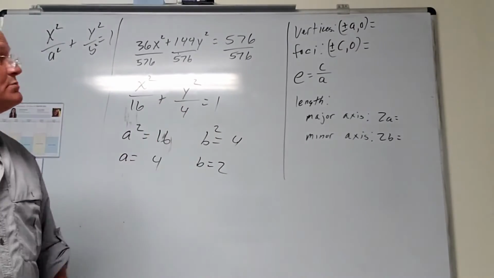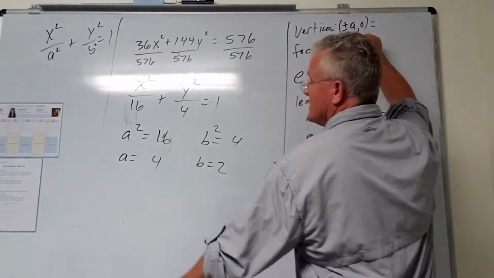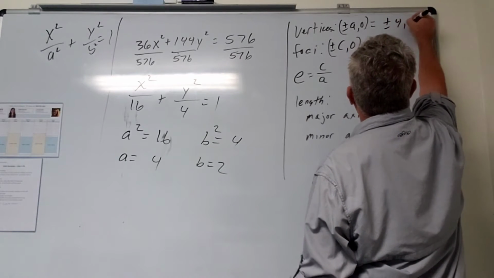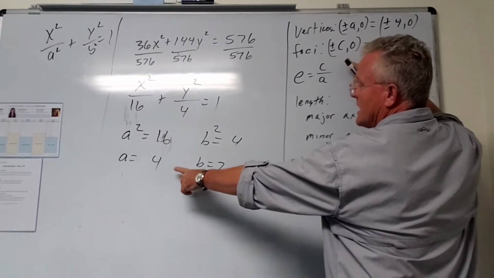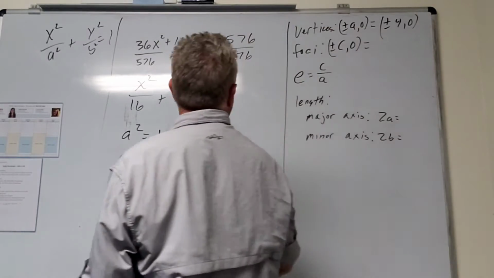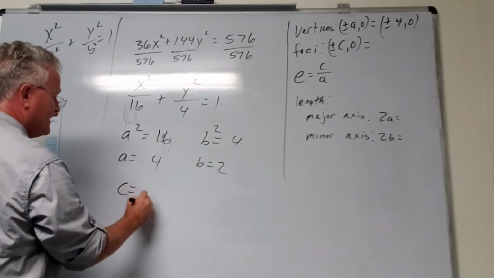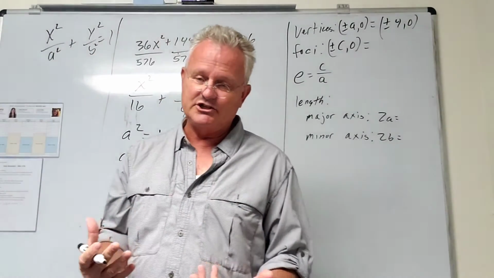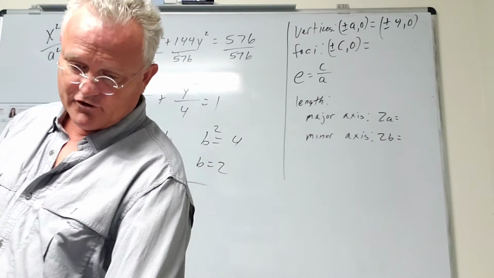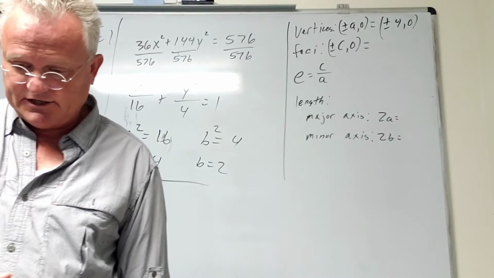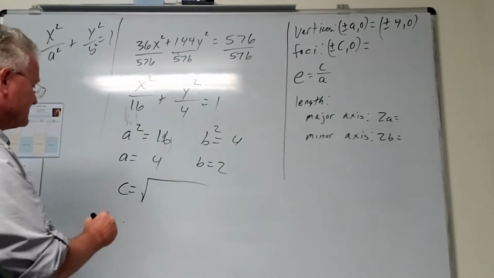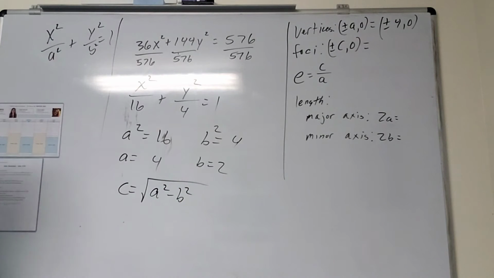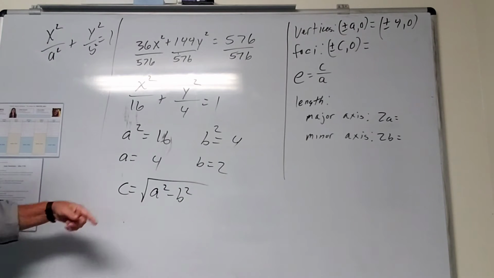So now we just plug it in here. So the vertices are plus and minus 4, comma 0. The foci are plus and minus c. I forgot to write the formula for that. Again, just look on the conic section sheet that I provide. And for ellipses, c is the square root of a squared minus b squared. And so we plug this in.